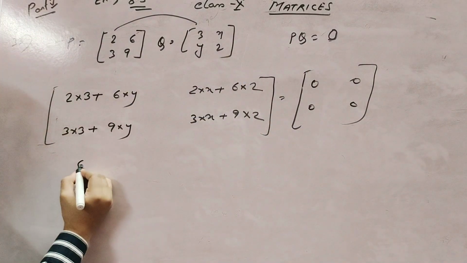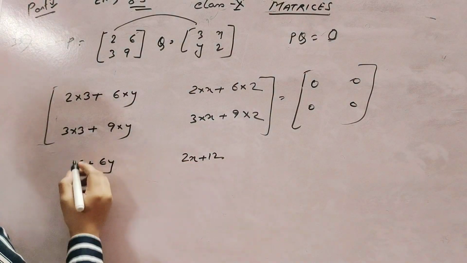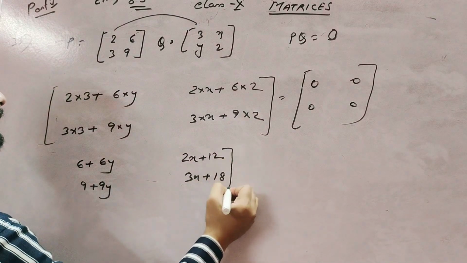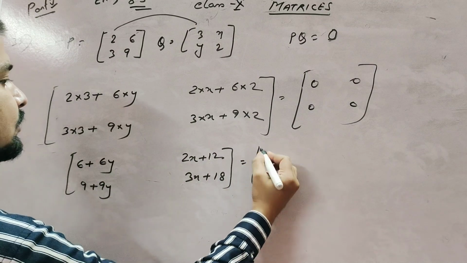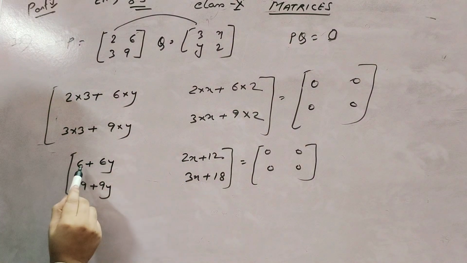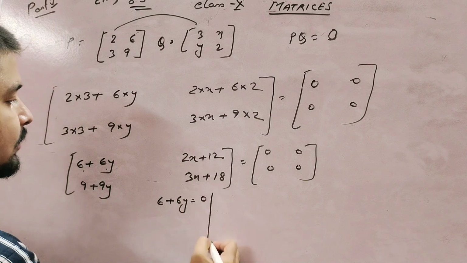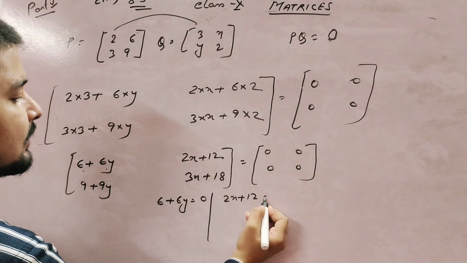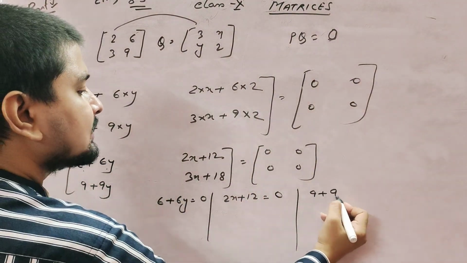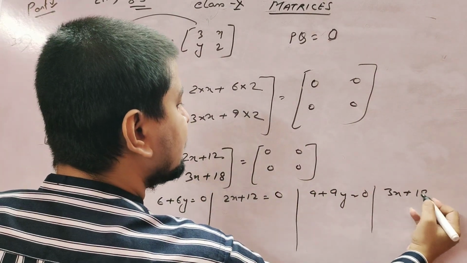Okay, so here 2 times 3 is 6 plus 6y, 2 times x is 2x plus 12, 3 times 3 is 9 plus 9y, 3x plus 18 equals 0, 0, 0, 0. So first of all you write down easily, you see that 6 plus 6y equals 0. Again we write 2x plus 12 equals 0. Again you see 9 plus 9y equals 0, and again it's 3x plus 18 equals 0.